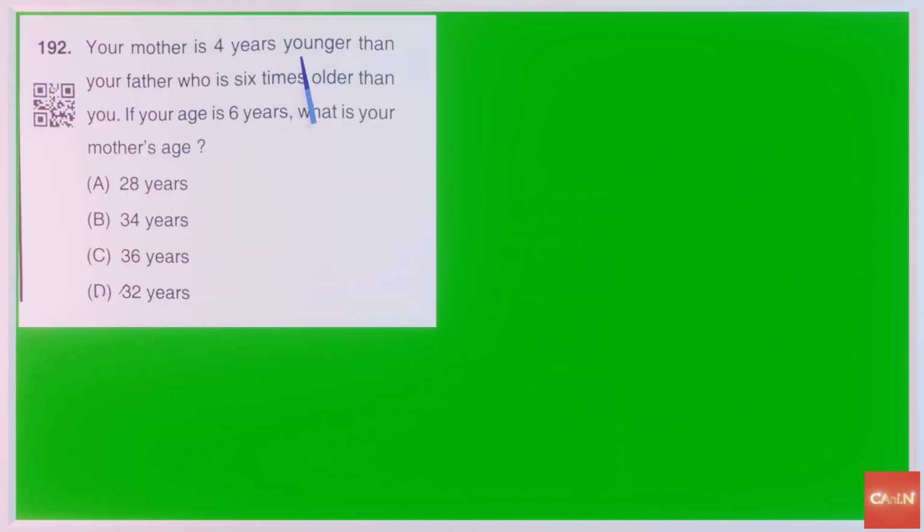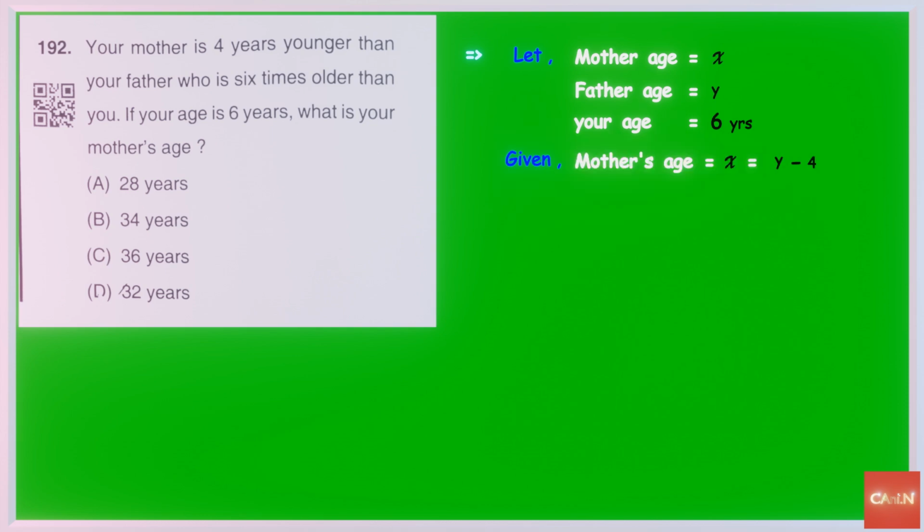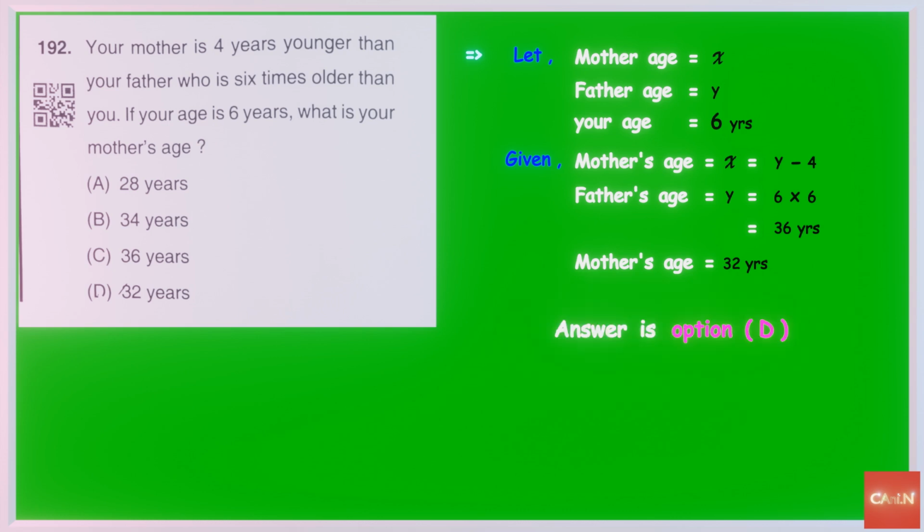Your mother is 4 years younger than your father, who is 6 times older than you. If your age is 6 years, what is your mother's age? Let mother age equals X. Father age equals Y. Your age equals 6 years. Given mother's age equals Y minus 4. Father's age equals 6 into 6 equals 36 years. Therefore, mother's age equals 32 years. Hence, answer is option D.